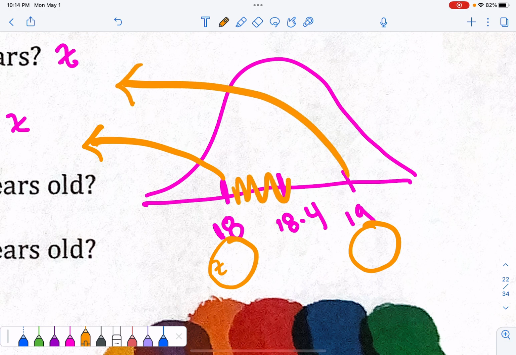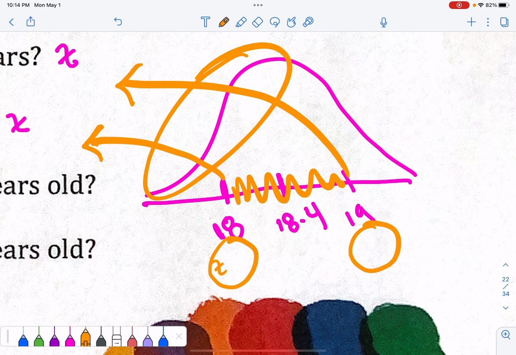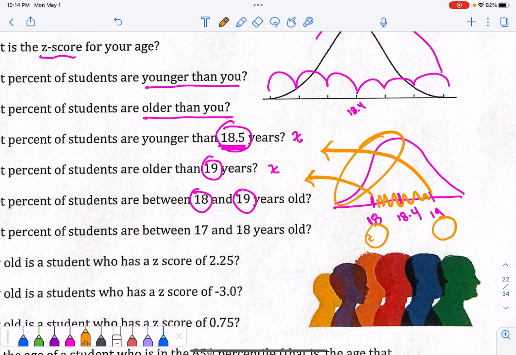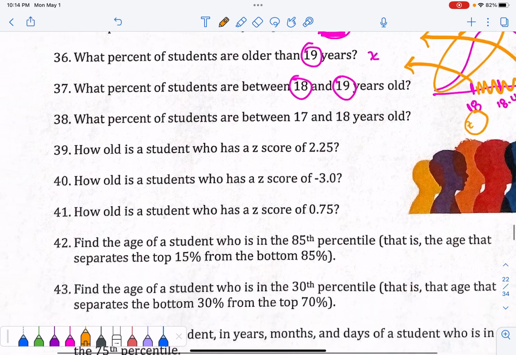If I want to know who's in between those, I subtract those 2 percentages. After I calculate the percent from the table, I look the percentage up on the table, and I can figure out what percent is between those two. All right, let's do one of these.